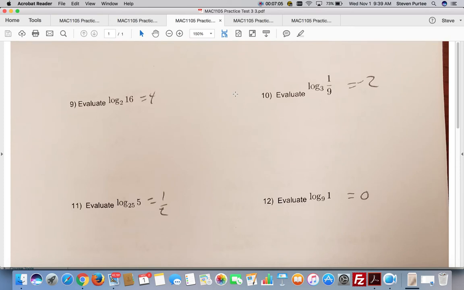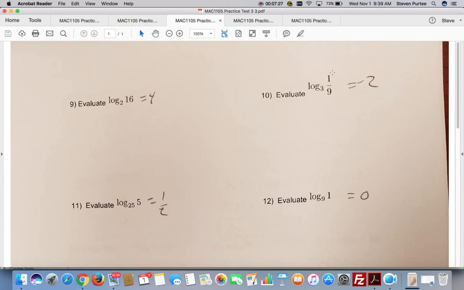The answer to a log question is the missing exponent. The question here is, what power would you put on 2 to get 16? And the answer is 4. That's it. That's all you write. The answer is 4. Because 2 to the 4th power is 16. That's the reason, but this is the answer.